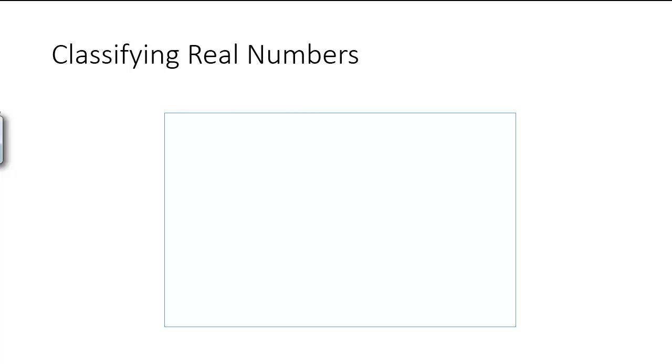So let's look at classifying real numbers. Let's say all the real numbers on the whole number line are thrown into this box. In this box you have all of them. Now those numbers can be split into two types of numbers, ones that can be written as fractions, rational numbers, and ones that can't be written as fractions, irrational numbers. Rational numbers can be written as a fraction, irrational cannot be written as a fraction.